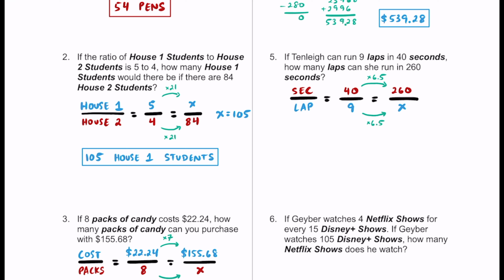I believe this x then should be equal to 58.5. So keeping that same rate of 9 laps per 40 seconds, if Tenley was given 260 seconds and she doesn't get tired at all, then we'd expect her to run 58.5 of these laps.